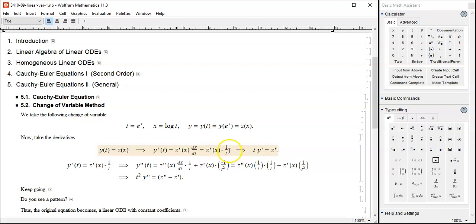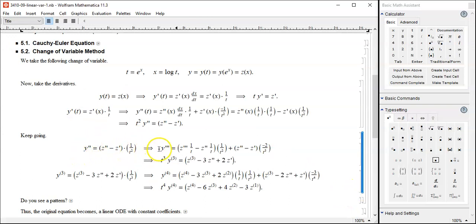And then from here, take the derivative once more, and by product rule, we have the derivative of the first function times the second function, plus the first function times the derivative of the second function. When you take the derivative of the first function, by chain rule we have dx/dt, so we have another 1 over t. Taking the derivative of 1 over t, we have 1 over t squared come out. So 1 over t squared is common. So we get this. Keep going.